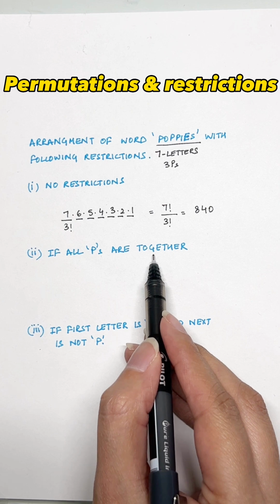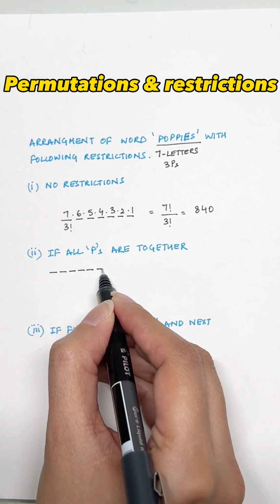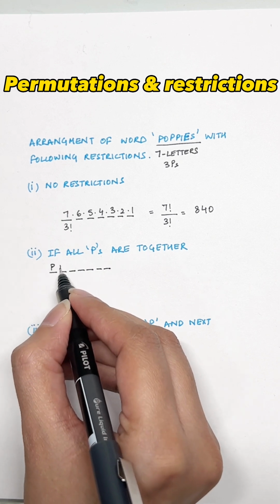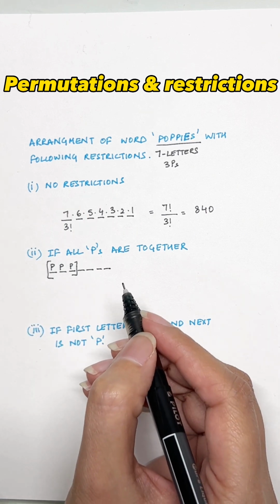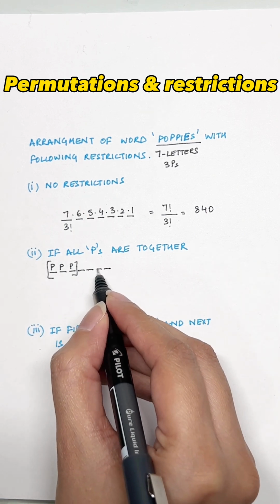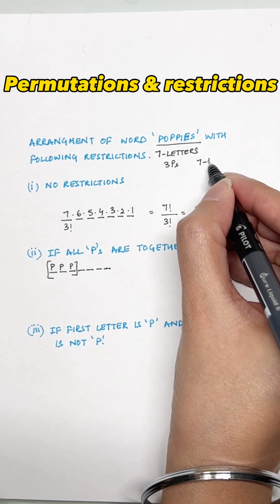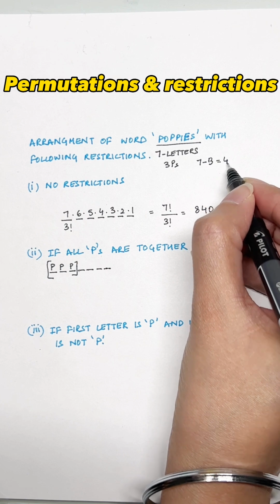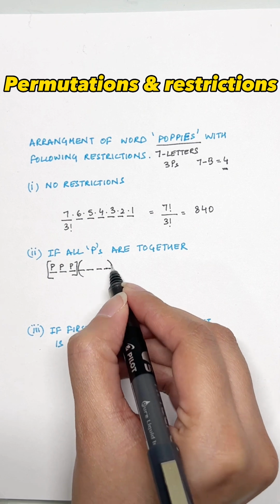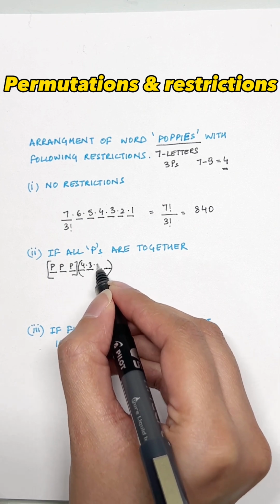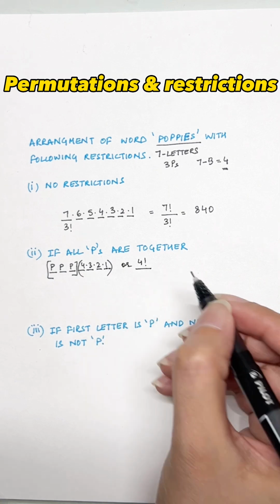In the second question, it says what if all the P's are together. There are 2 ways of doing this question. First is just putting in the blank spaces. Let's start off with grouping the 3 P's together. This means this is just one block. Now you're left with only 4 more spots, because you have already taken away 3 P's, so you're only left with 4 more letters. So permutations for those 4 spots is going to be 4 factorial, and because none of the other letters are repeated, there is nothing in the denominator. So the answer is 4 factorial.